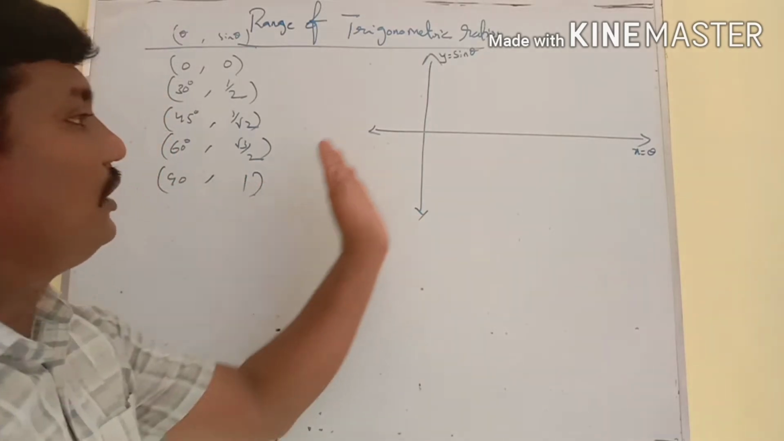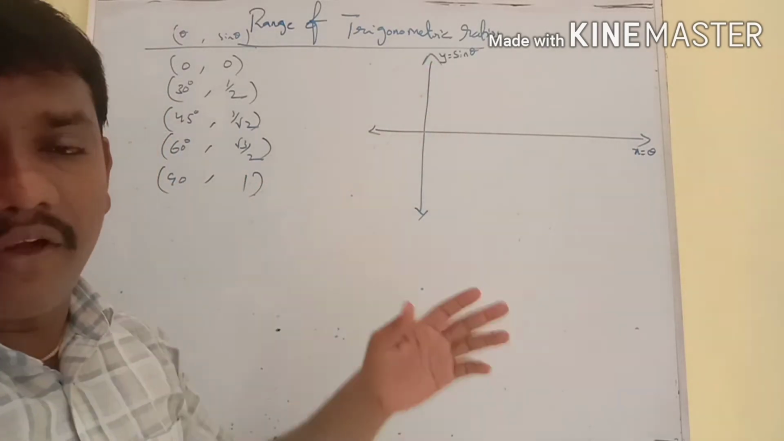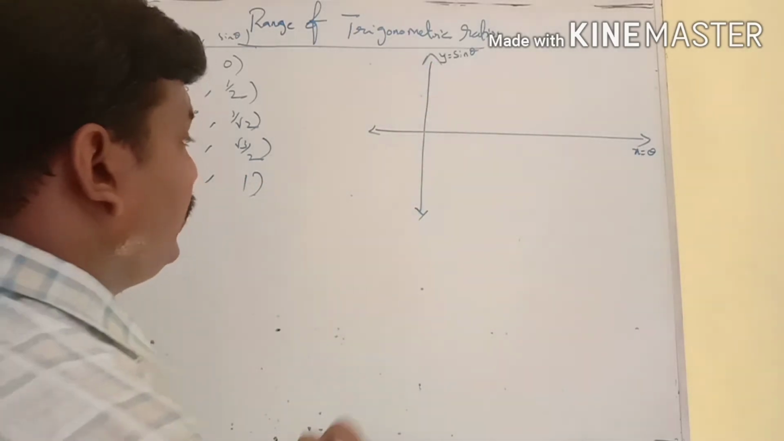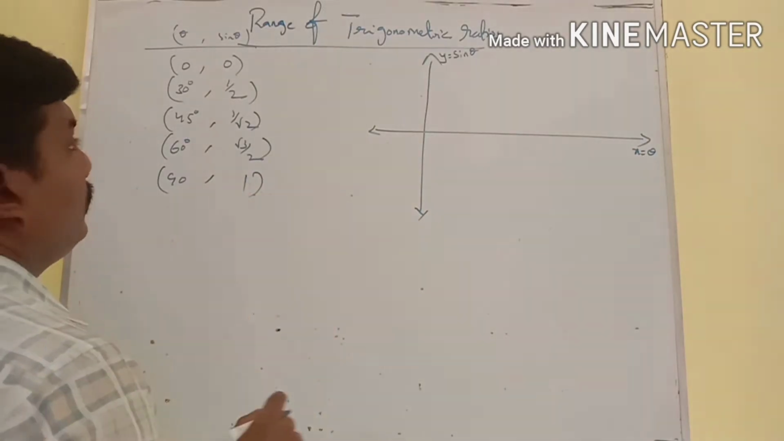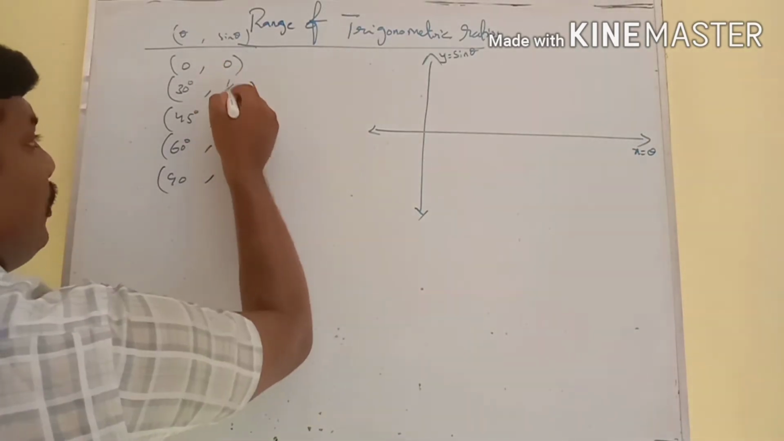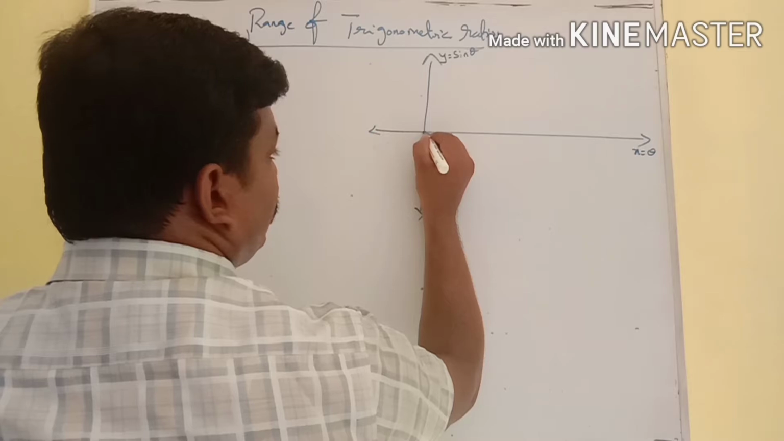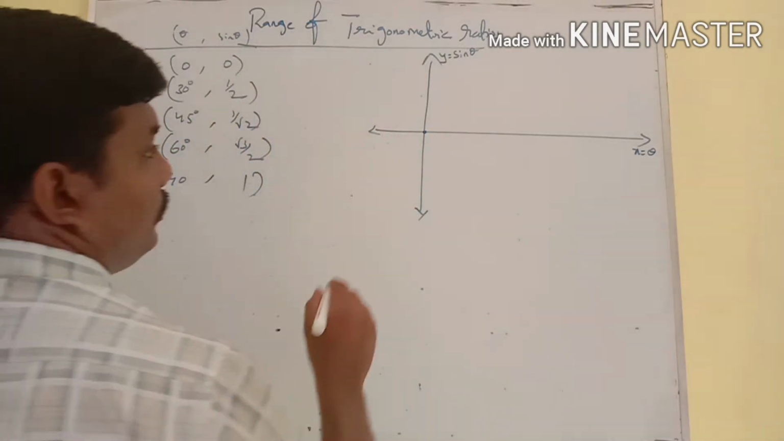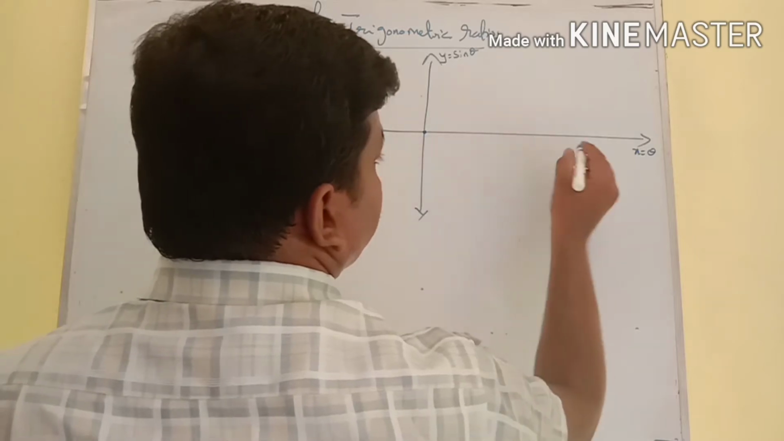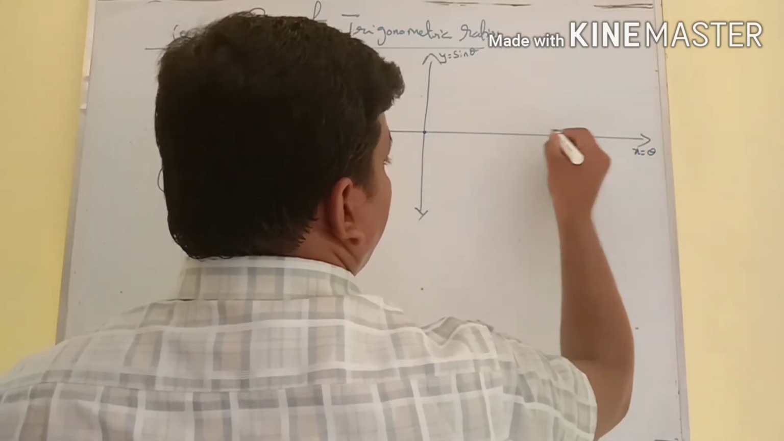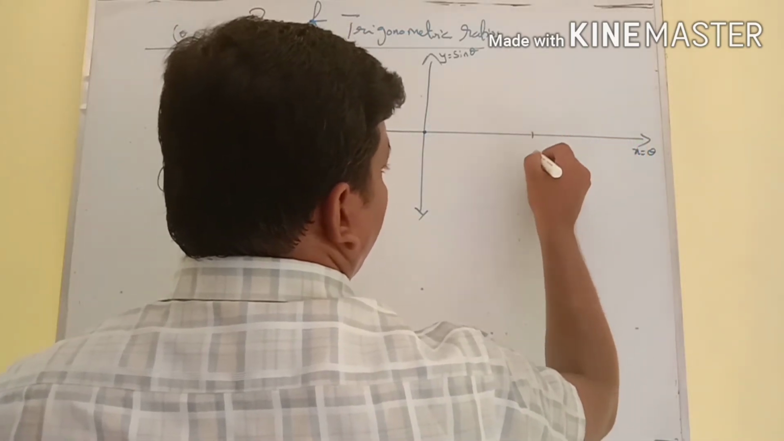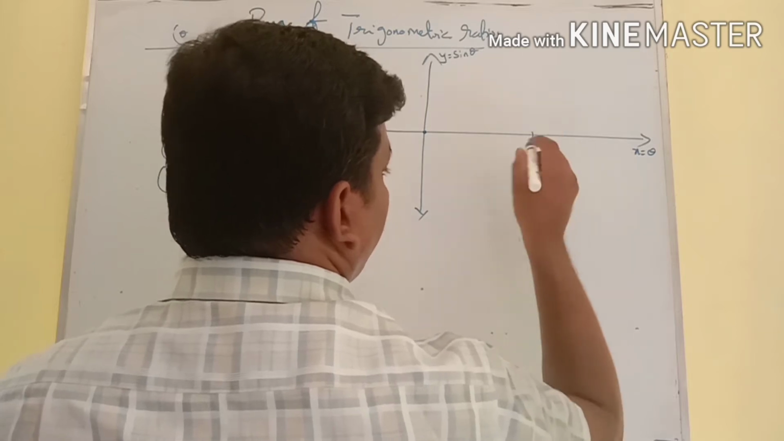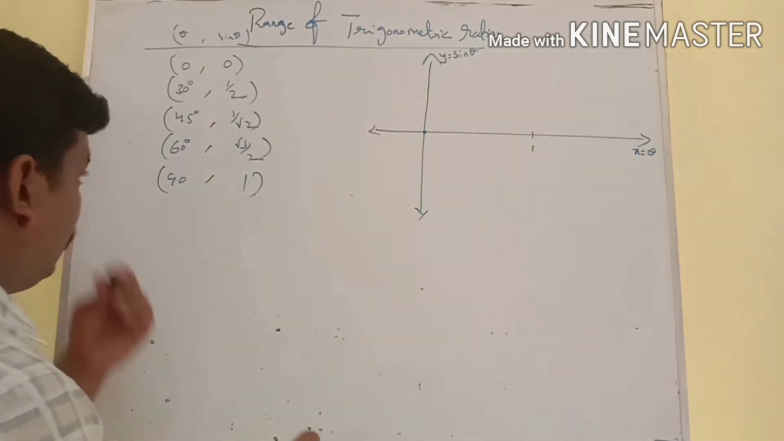How do we see the graph of the sine trigonometric ratio? The first point is 0 and 0. And next, you take 0 and 1, and you have to check how the values will be.